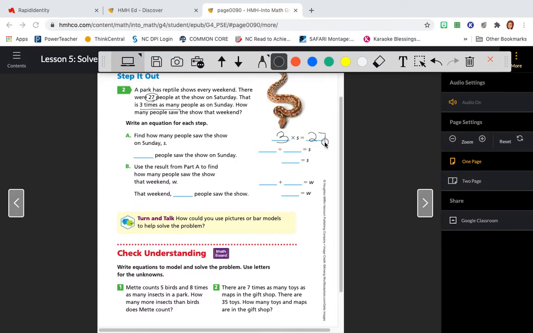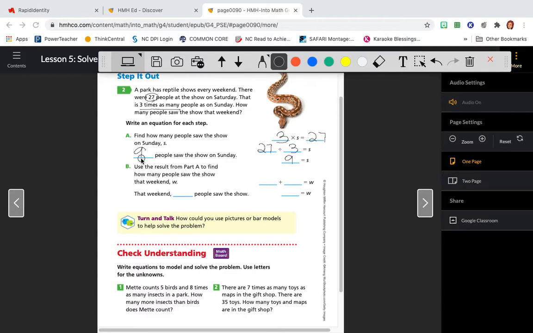So we're going to use an inverse operation to figure out that answer. 27 divided by 3 equals S. So you should have worked that out, whichever strategy works best for you, and you would have gotten 9. So 9 people saw the show on Sunday. Now let's look at B.